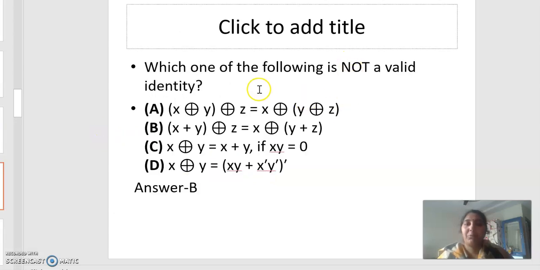And this is one of your GATE questions. Which one of the following is not a valid identity? Here the second one is not an identity. It is not the XOR expression; it is an expression which contains both OR and XOR. So we don't have any law for this particular expression. So we can say that the answer is B.